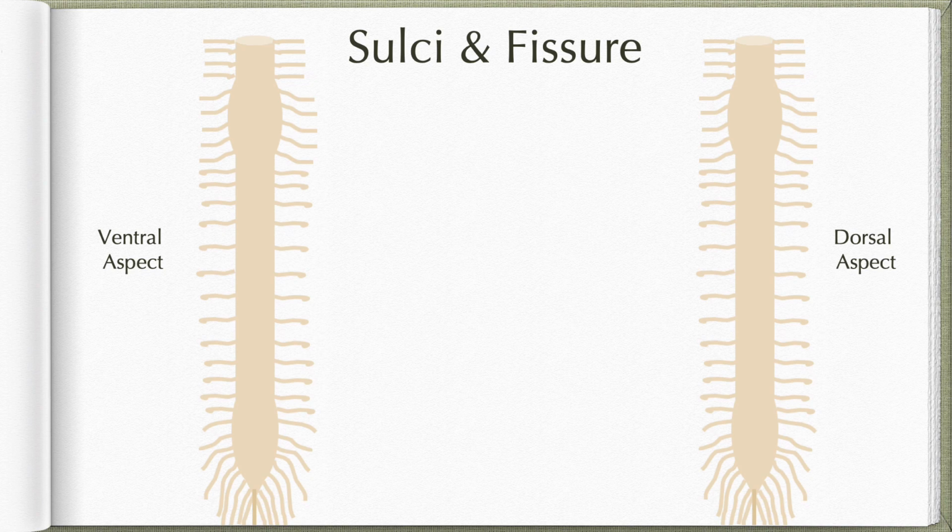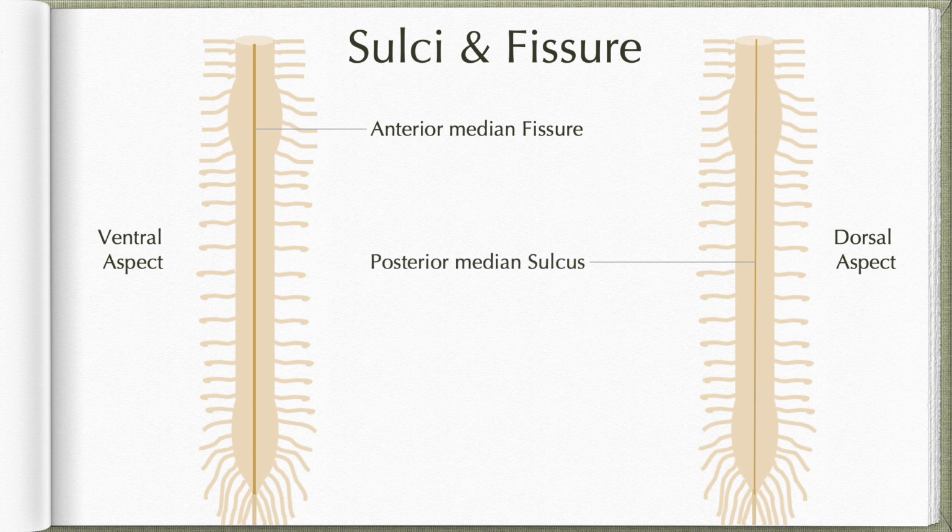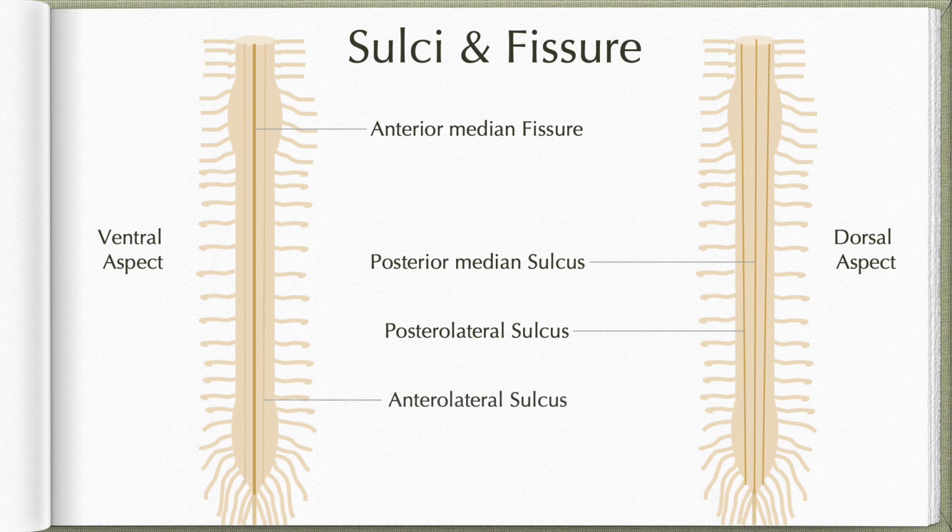Along the midline, on the ventral aspect we have anterior median fissure, and on the dorsal aspect we have posterior median sulcus. On either side of the posterior median sulcus, we have posterolateral sulci, which will be along the entry points of dorsal roots. Similarly, on either side of the anterior median fissure, we have anterolateral sulci, which will be along the line of exit points of the ventral roots.